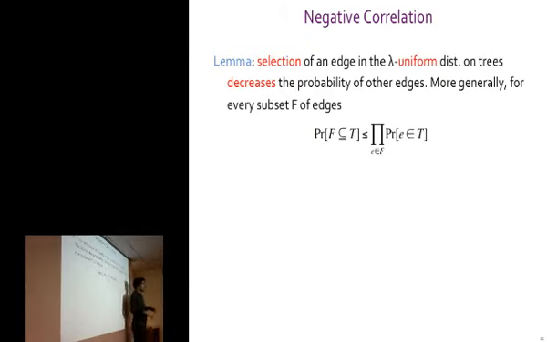Formally, for any set F of edges, I can say the probability that all these edges are in my sample tree is less than the product of the marginal values of the edges.